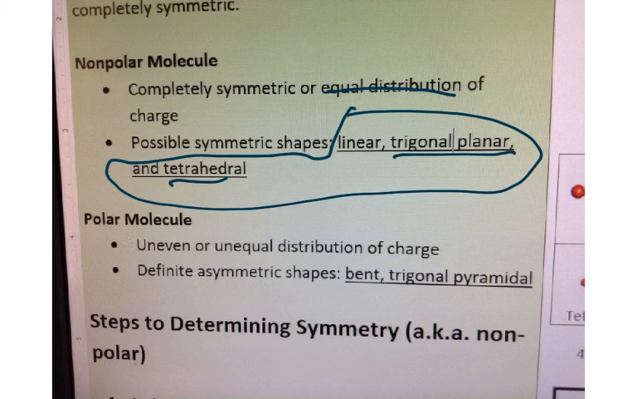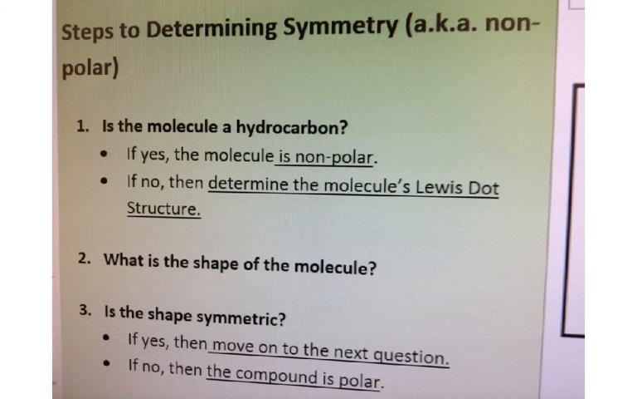A polar molecule, on the other hand, has an uneven or unequal distribution of charge. That means there's a pull of electrons going one way versus another. And these are definite shapes that will always have a polar molecule: if you ever have a bent or a trigonal pyramidal shape, you are definitely going to have a polar molecule. There are a few steps you're going to want to follow to determine whether it's a polar or nonpolar molecule.